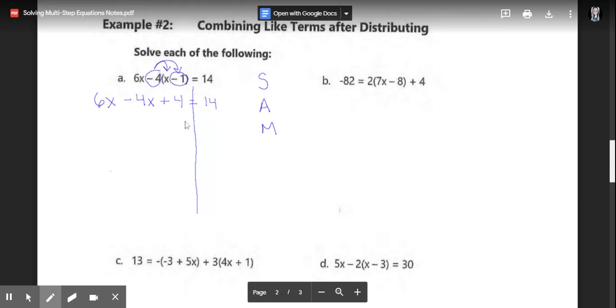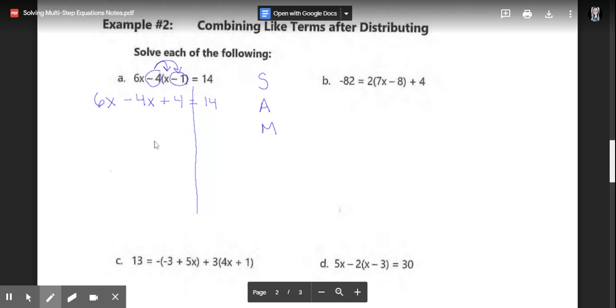So now we've distributed, but these problems will also have like terms. Like terms means that I have two terms that have the same variable, or I have two terms that are constants. And when you're combining like terms, you need to focus on the same side of the equation. So you're going to notice one side of your equation is going to be pretty long. It's going to have a lot of terms. And we want to simplify that and make it a little bit smaller.